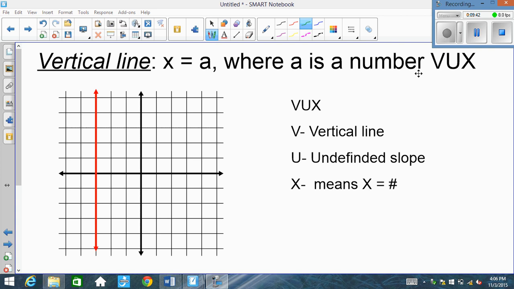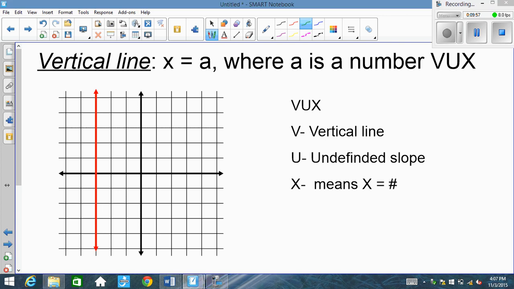A vertical line is x equals a, where a is a number. Remember VUX. VUX stands for vertical line, undefined slope, and the x part means x equals a number. So if you look, we have a vertical line. Therefore, we have an undefined slope, because if you look at the slope, the rise could be anything. For instance, if I do 2 points here, a point here, and maybe a point here, my rise is 2 over a change of 0. That is undefined because 2 over 0, you can't divide that, so that's our undefined slope.